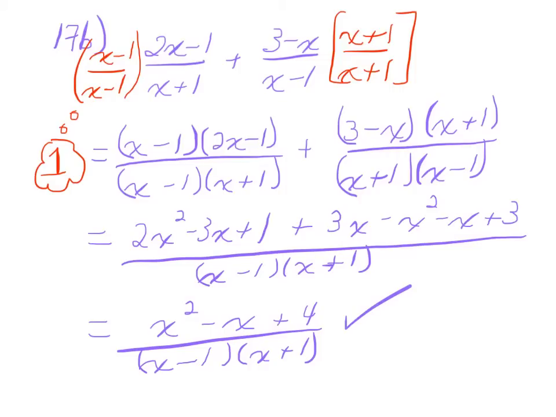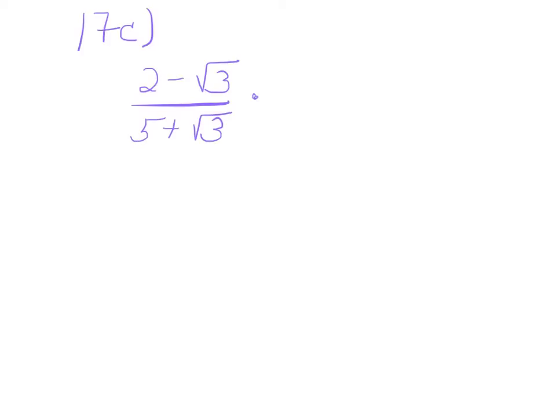Okay. So on to the problem that you may have had with rationalizing a denominator when you have a compound denominator. So you're given 2 minus radical 3 over 5 plus radical 3. Here we need to multiply by a fancy form of 1 again.